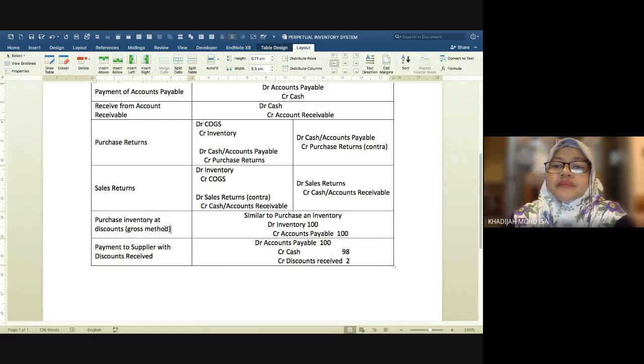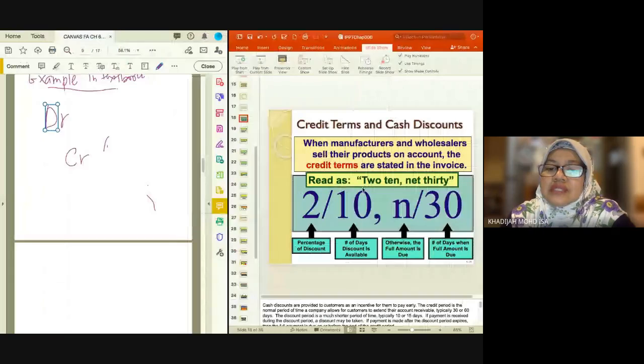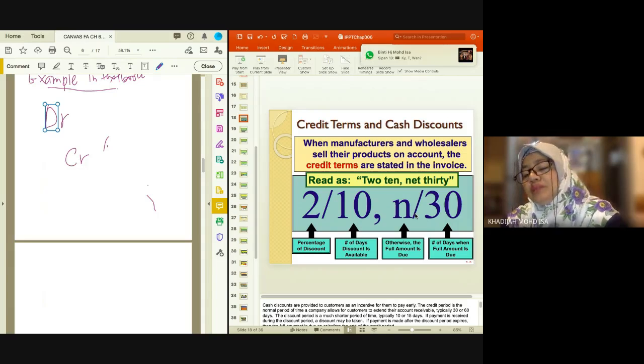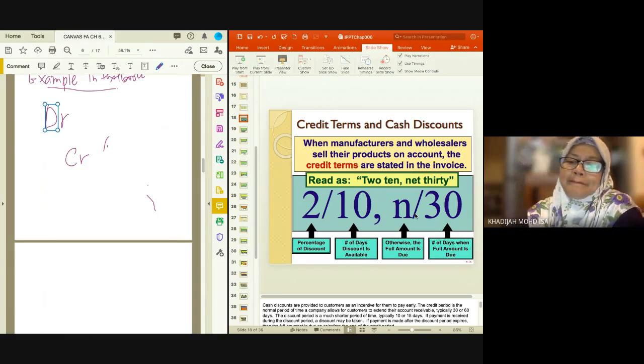Okay. So this is what we talk about credit terms and cash discount. Remember how to read it? 2/10 net 30. Net 30. N for net. 2/10 net 30 means if you pay within 10 days, I give you 2% discount. If you pay within 30 days, then there's no discount. Pay in full.